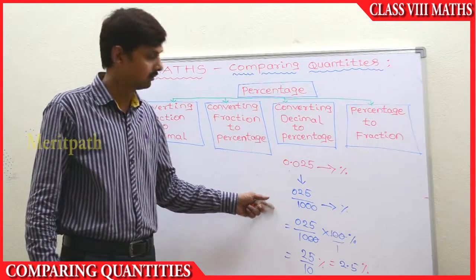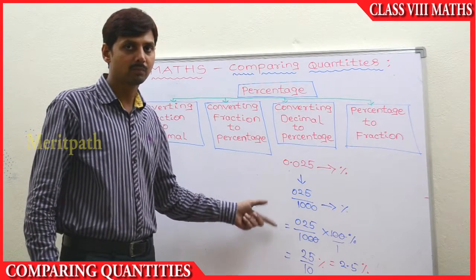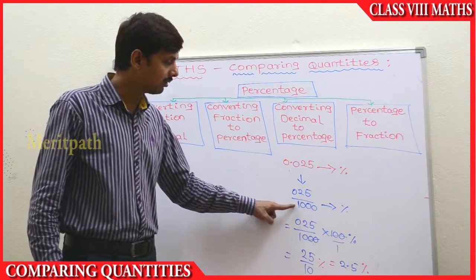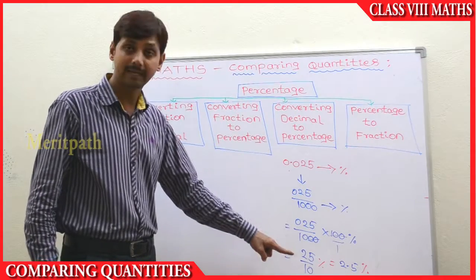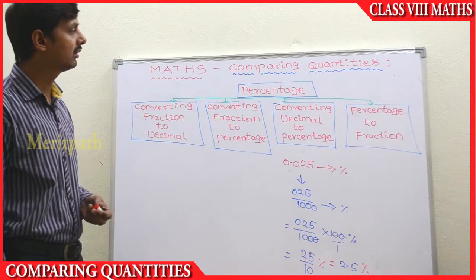This is the longer process, and the other is not a long process. We have a certain process: 1000 divided by 1000 as a fraction, then again the percentage. So let's go to the next concept, that is percentage to fraction.